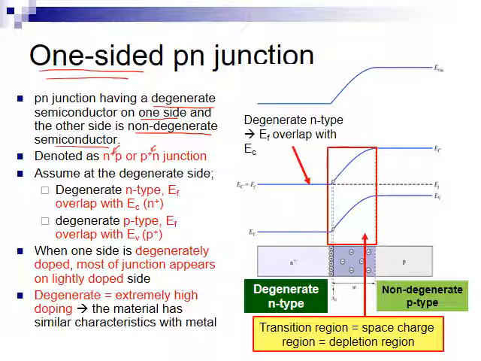The important thing that we have to understand here is when drawing the Venn diagram, the side having degenerate material will have overlapping energy levels. For an N plus P, at the degenerate N side, EC will be overlapping with EF. For P plus N, at the degenerate P side, EV will be overlapping with EF. And since one side is extremely highly doped, the junction width is taken mostly on the non-degenerate side.